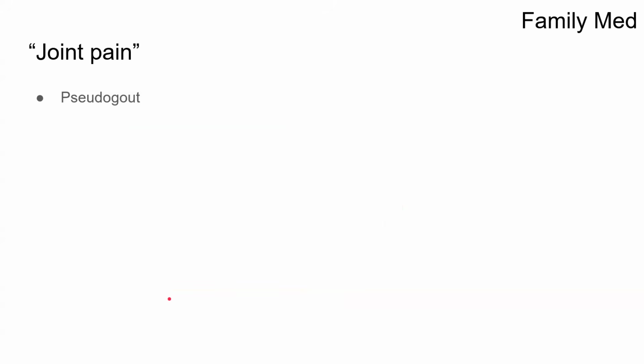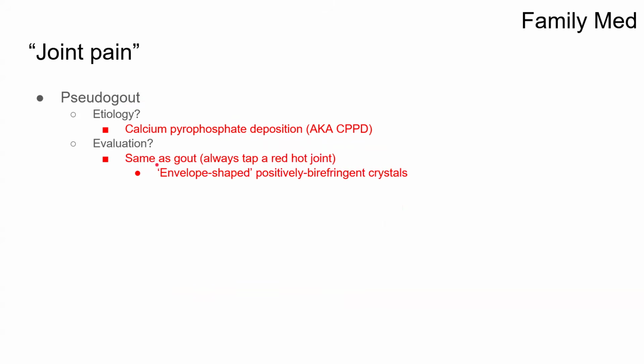Another similar thing to gout is pseudogout, which is basically the same thing. But the difference is that instead of uric acid crystal deposition, it's calcium pyrophosphate deposition. So another name for pseudogout is CPPD, or calcium pyrophosphate deposition disease. The evaluation is the exact same. Evaluate very similarly to gout: always tap a red hot joint. And instead of the needle-shaped negatively birefringent crystals, you'll have envelope-shaped positively birefringent crystals.